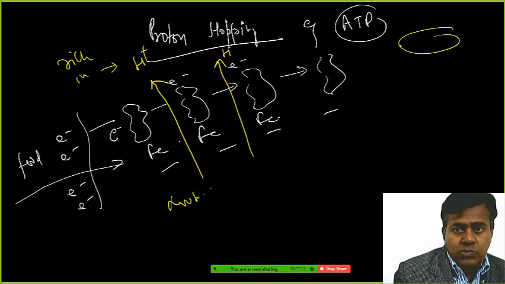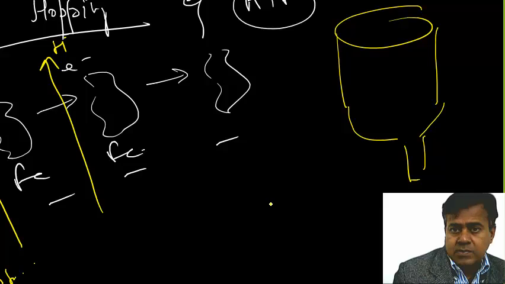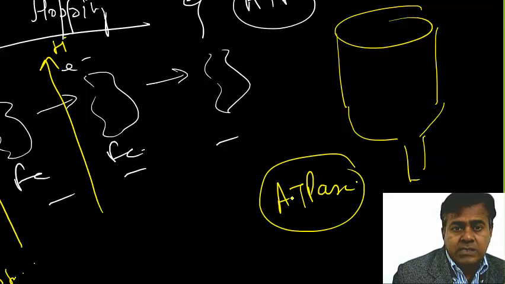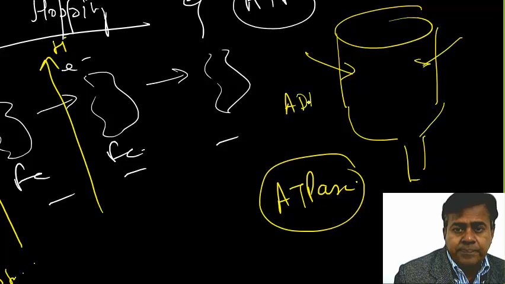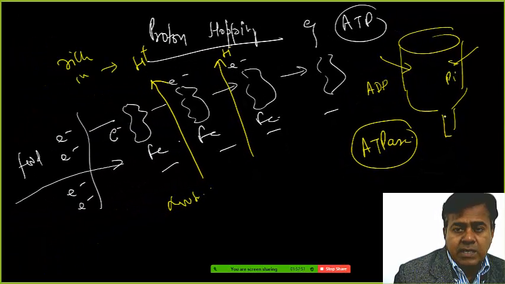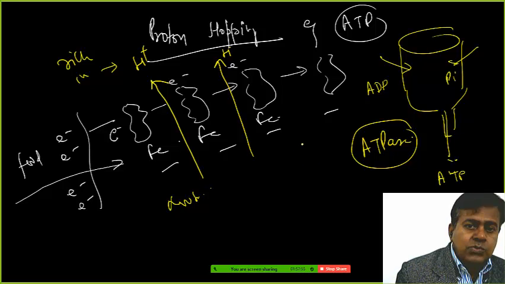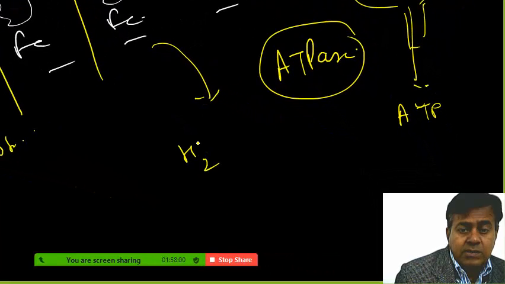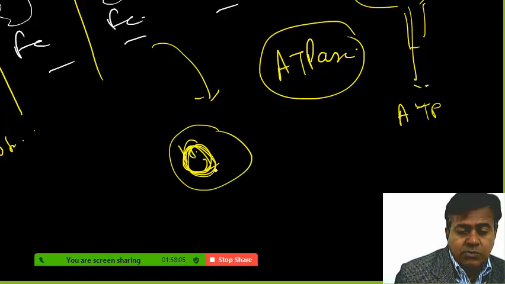What is the name of this motor? It is called ATPase, right? ATPase allows the combining of ADP and Pi to form ATP, and a large amount of water is formed. So the ultimate electron acceptor is oxygen. What is the role of oxygen? Tell me.